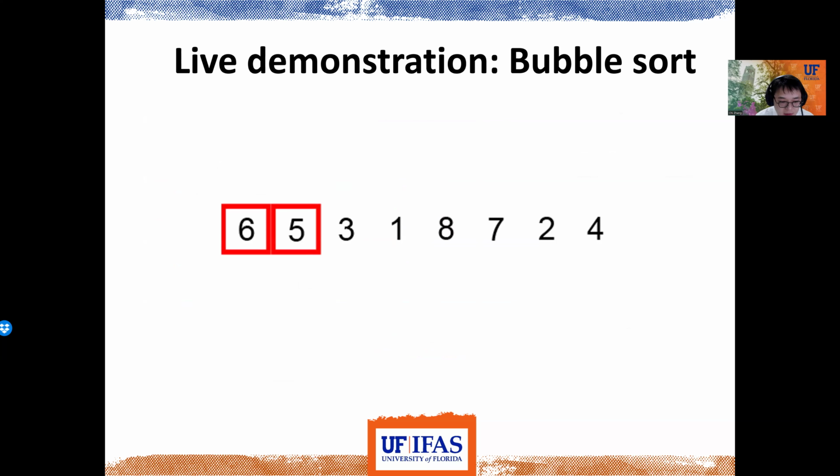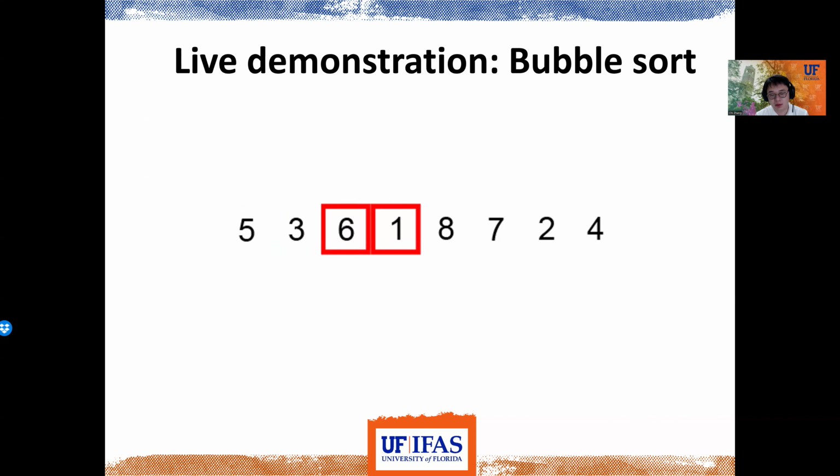You can see after the first one, 6 and 5 are selected. We know 5 is smaller than 6, so we swap. Then 6 and 3, and 3 is smaller than 6, so it swaps to the left. And 6 and 1 is the same, so we swap 1 to the left of the 6.